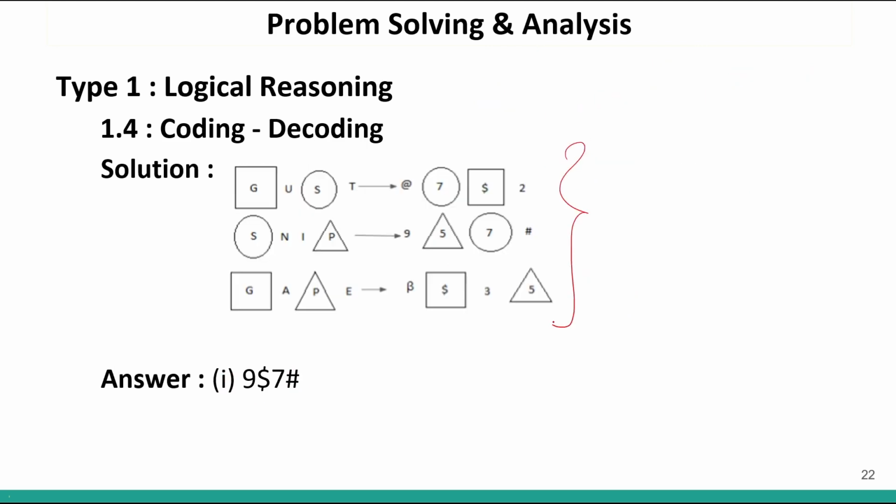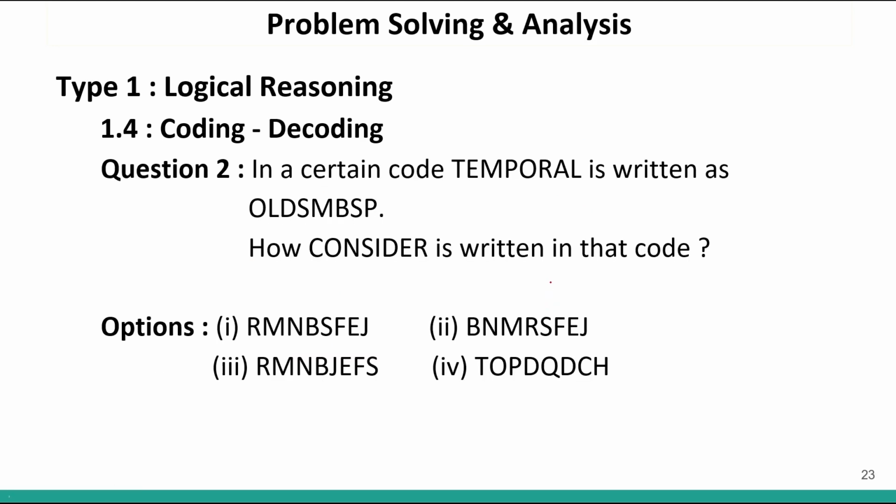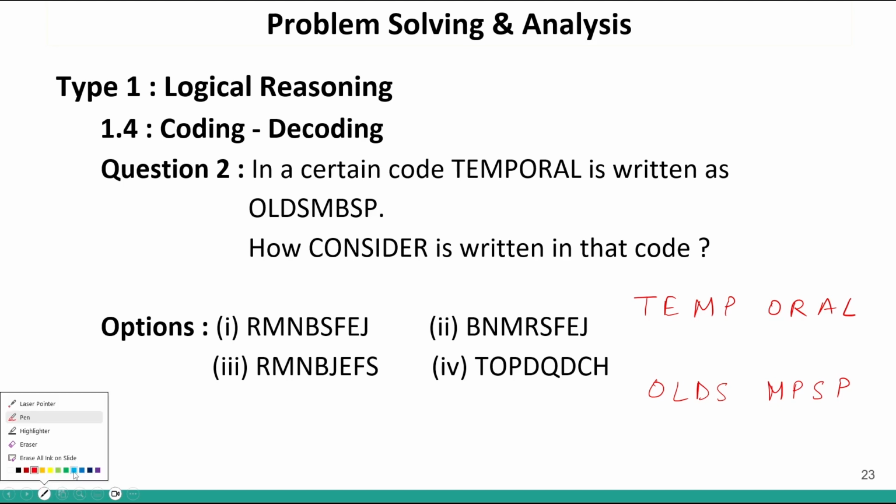Here is the solution. Now, certain code, temporal is written as this. We have to consider how consider will be written. For this type of question, I've told you that we have to first write them one below the other. So temporal is written as OLDSMBSP. Now, I am giving them forward ranks. So if you remember forward ranks, T is 20, E is 5, M is 13, P is 16, O is 15, R is 18, A is 1 and L is 12.